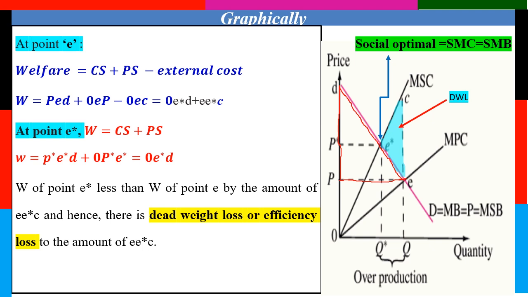Producer surplus means the area below the equilibrium price. The area below the equilibrium price means this triangle. Again, we draw it. This triangle is the producer surplus, and this triangle is the consumer surplus minus external cost. External cost means this one, OEC. This area is external cost.